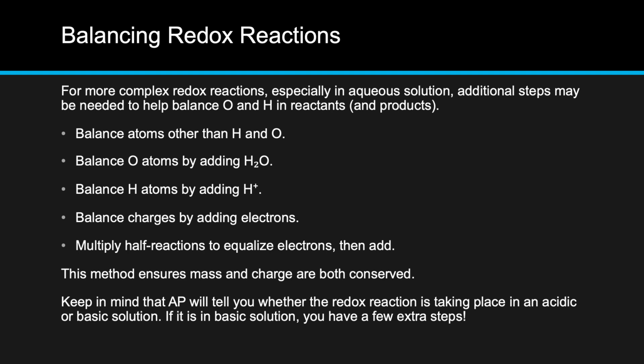Now, some redox reactions take place in acidic solution where H+ ions are present, so we use that H+ when balancing hydrogen. Other redox reactions occur in basic solution where your OH- ions are present. So we balance the H+ at the end with OH- to represent that basic solution. So essentially, if you are in acidic solution, you're going to follow the steps that we're going to do on the next slide. If it's basic, you just have a few extra steps, and it's essentially getting rid of those H+.